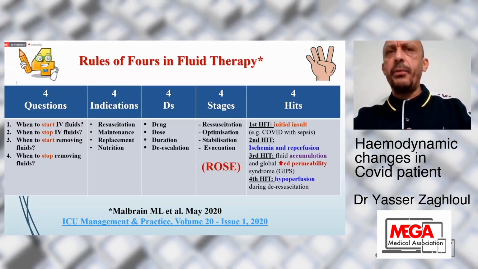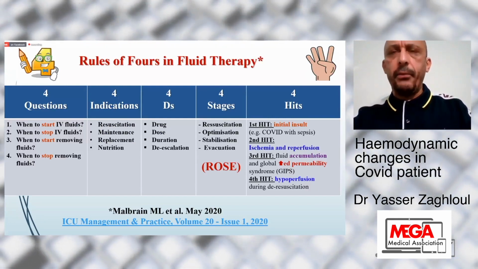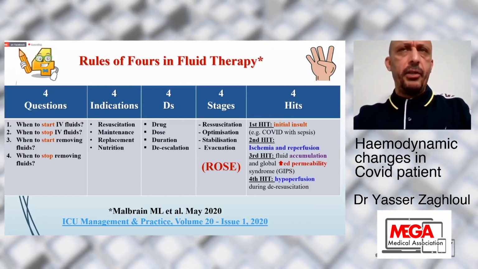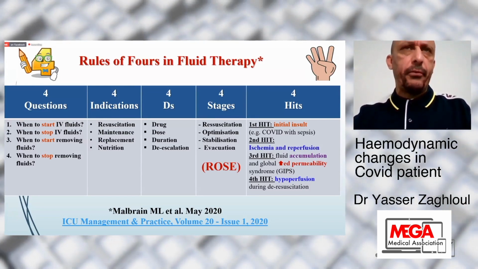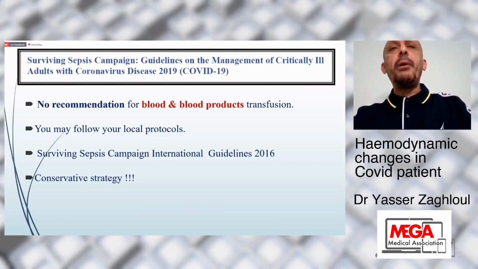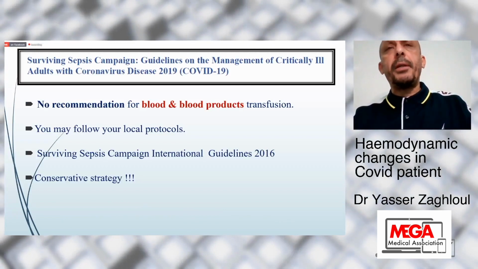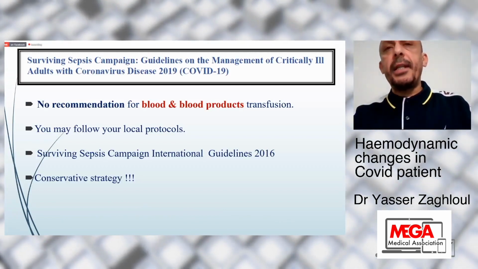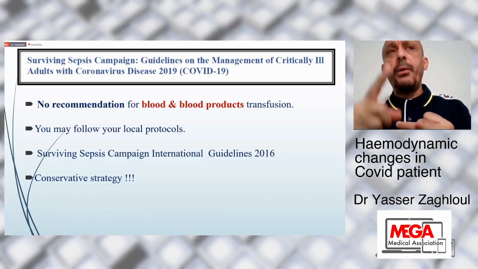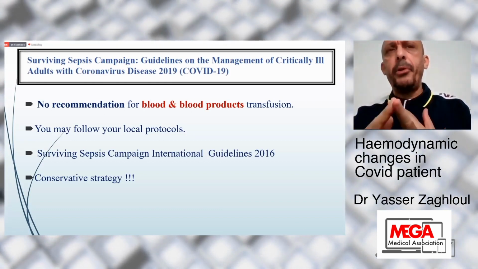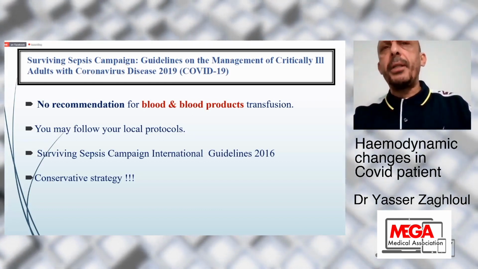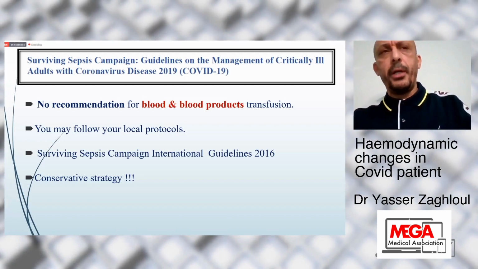Again, these are the rules of four: 4 questions, 4 indications, 4 Ds, 4 stages, and 4 hits to manage therapy in all types of shock. Now we will come to the blood and the blood products. The 3 resources that I mentioned, either from China or the Surviving Sepsis Campaign or WHO, nobody mentioned anything about blood and the blood products.